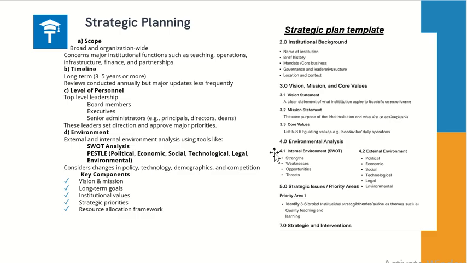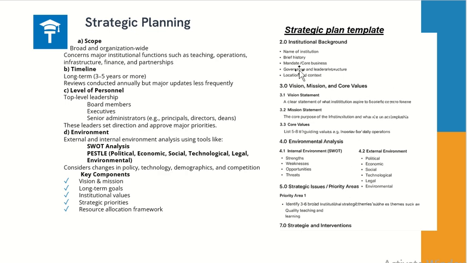Then we need the PESTLE analysis, also an abbreviation, covering the political, economic, social, technological, legal, and environmental analysis. When coming up with the strategic plan, we need to consider changes in policy, technology, demographics, and the competition. The key components we need in strategic planning are the vision and mission, the long-term goals, institutional values, the strategic priorities, and the resource allocation framework. We have a template of a strategic plan.